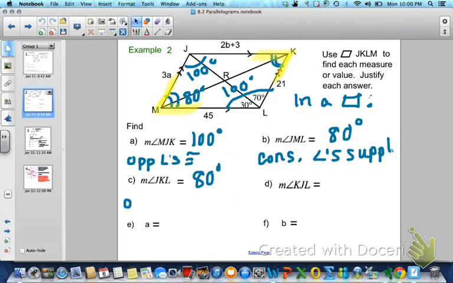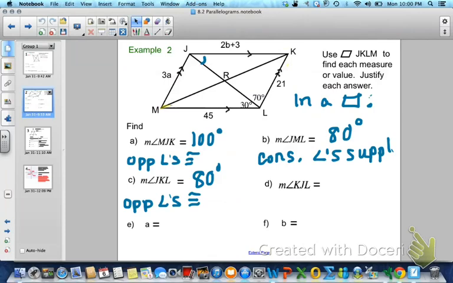And our reasoning to justify that again is that opposite angles are congruent. And that's in a parallelogram. Since we're dealing with a parallelogram, we're just going to assume that that's what we mean for all of these. Now, KJL. That's not an angle of the parallelogram in itself. It's actually part of the angle. Let's take a look at that.